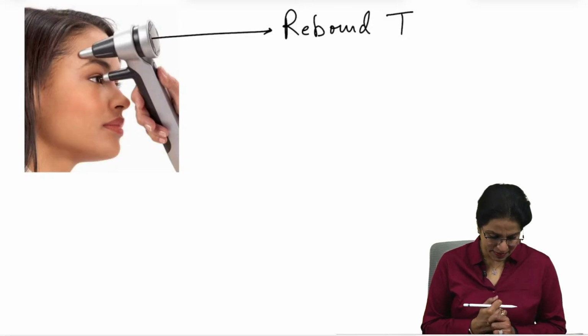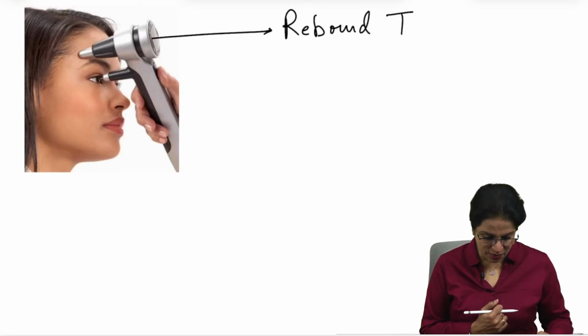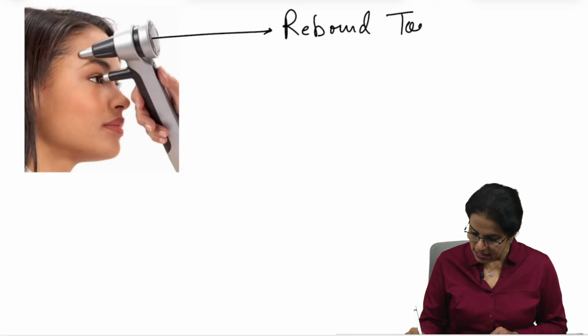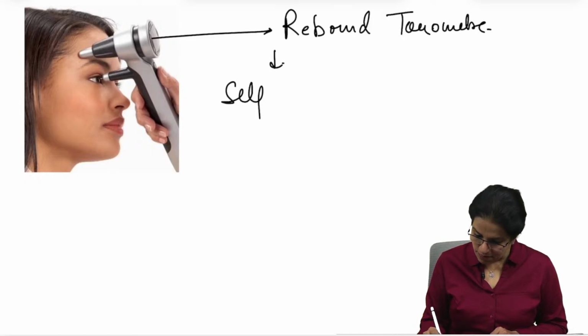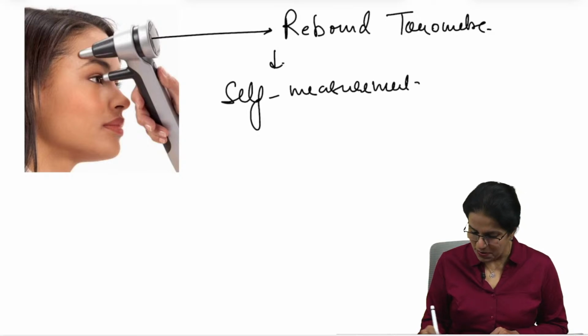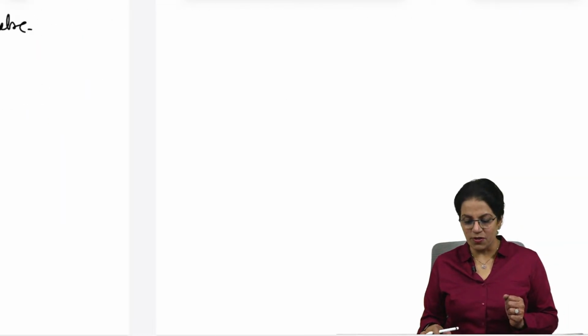Okay, very good. This is your rebound tonometer. The only important thing you have to know is that it is used for self-measurement. You can measure your intraocular pressure yourself. Just remember this, as we get a lot of questions on tonometry. Now, come to this slide.